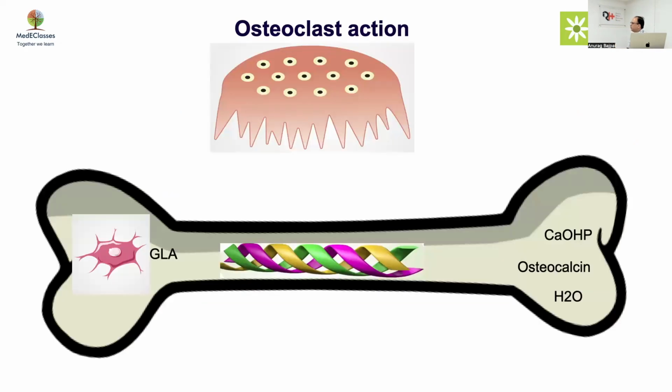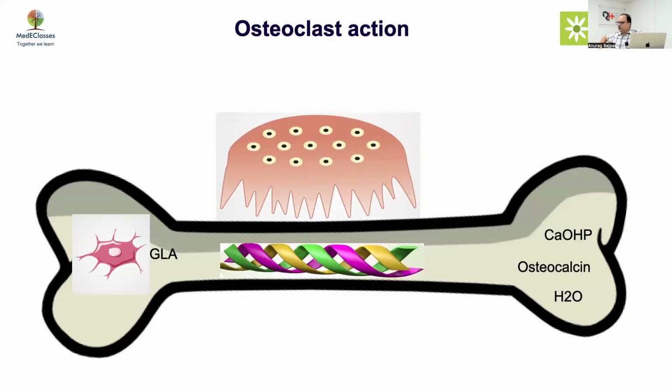Now, how do osteoclasts act? They first have to adhere to the bone. And when they adhere to the bone, they form tight junctions using beta-actin and integrin. If they don't form a tight junction, they will be releasing their acid and also the enzymes, which are going to do havoc in the surrounding area.